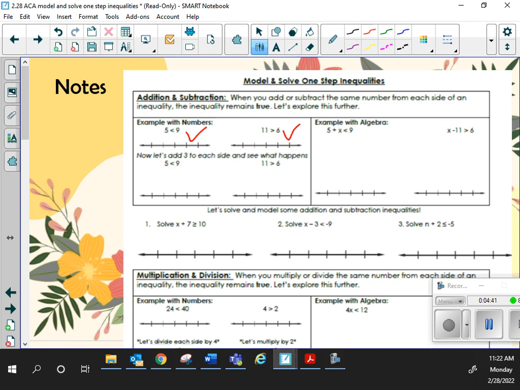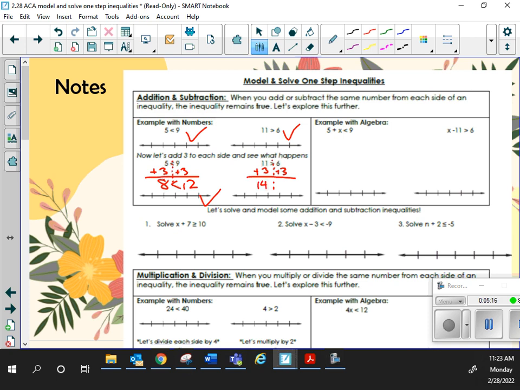Sort of like the equations, I'm going to split it in half, and I'm going to add 3 to each side. That new inequality is going to read 5 plus 3 is 8, 9 plus 3 is 12, and bring down that inequality sign. Is 8 less than 12? Did the inequality stay true? Yes, it did. Even if my sign was the other way, 11 is greater than 6. Again, let's add 3 to each side. What's my new inequality going to read?